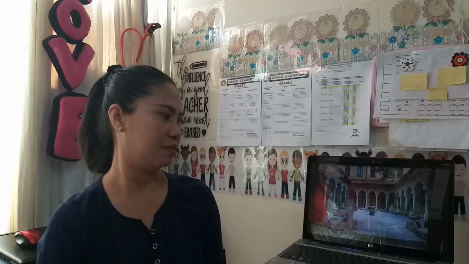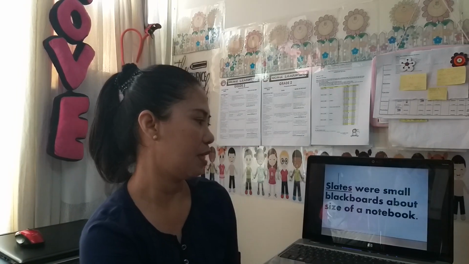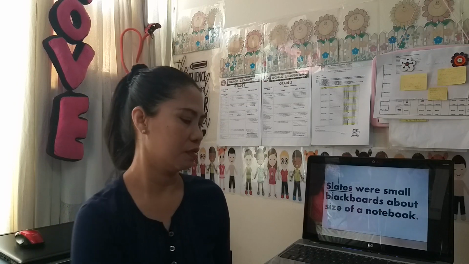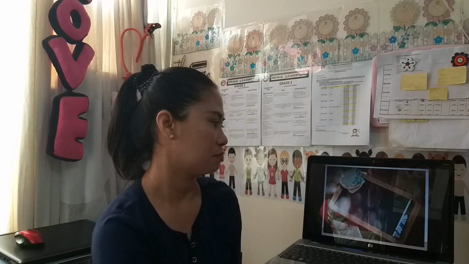Okay. Next, slates were small blackboards about the size of a notebook. It looks like a whiteboard, no? This one. That is a slate. Okay, let's proceed.